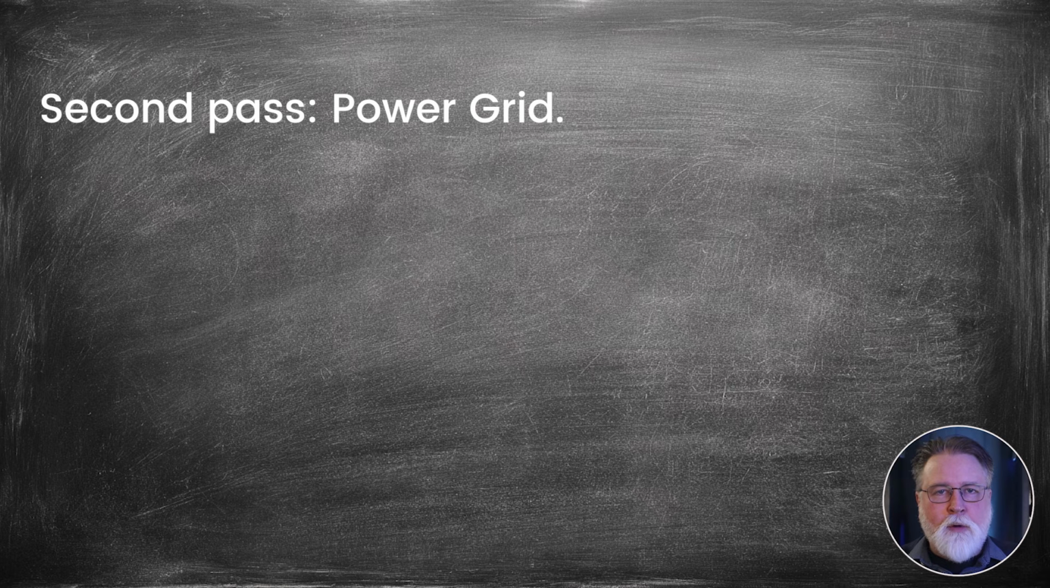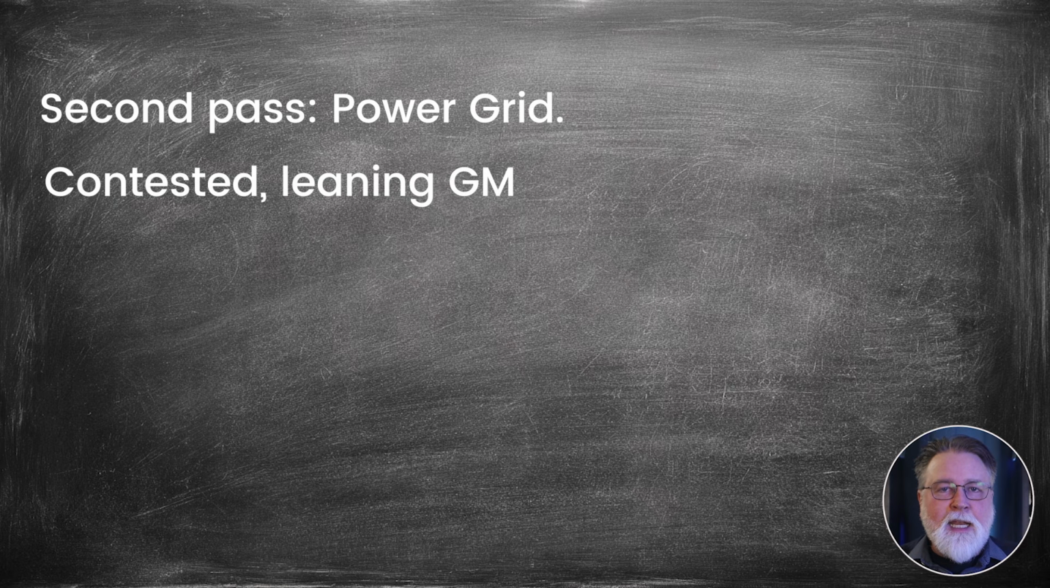Second pass, power grid. When the box text lands and the players first see the horses, power is contested, leaning Game Master. The players have freedom of movement. They can approach, hold back, scan the tree line, but the information axis is entirely Game Master held. They don't know what this means yet.